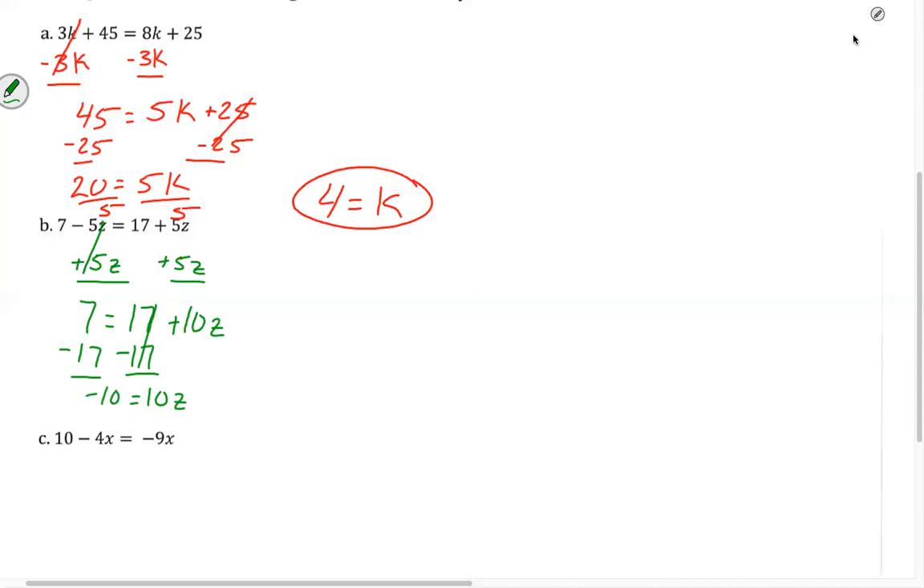Now, Ellie, how do you get rid of that times 10? Okay, so what I did was I divided them. Ooh, perfect. You divide by 10, you get negative 1 equals z.